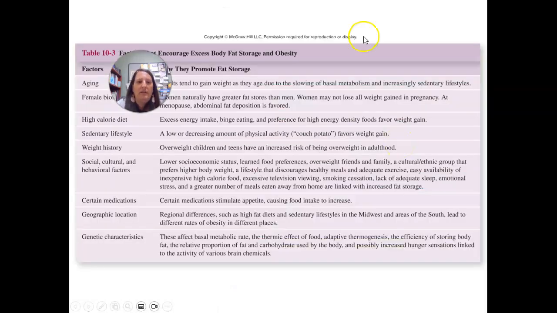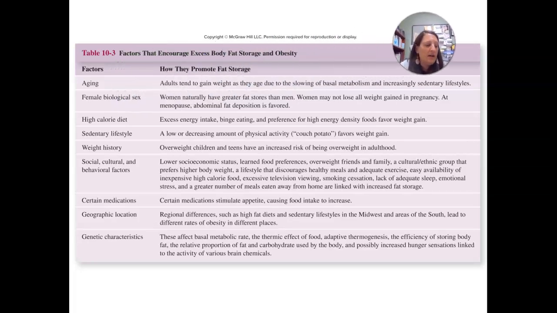Ooh, skipped a page. Here we go. Okay. So this table here, again from your textbook, it's table 10.3, just a list of factors that encourage excess body fat storage and obesity. So again, age. Unfortunately, females have a higher tendency to store fat than males, eating a high caloric diet, not having activity, having issues with weight as a child or teen. You have an increased risk of being overweight as an adult. And then social, cultural, and behavioral factors. There are certain medications that can influence this, as well as where you live, and again, genetic characteristics.